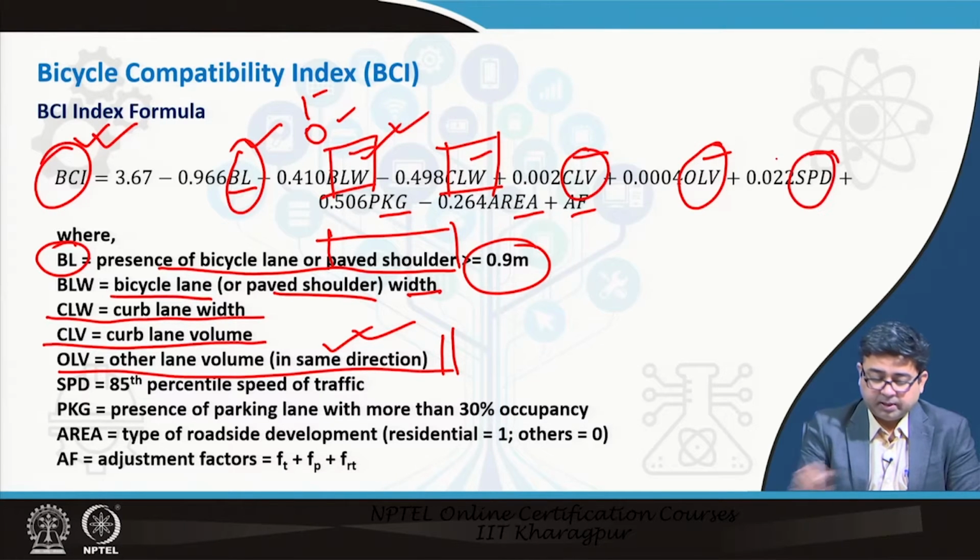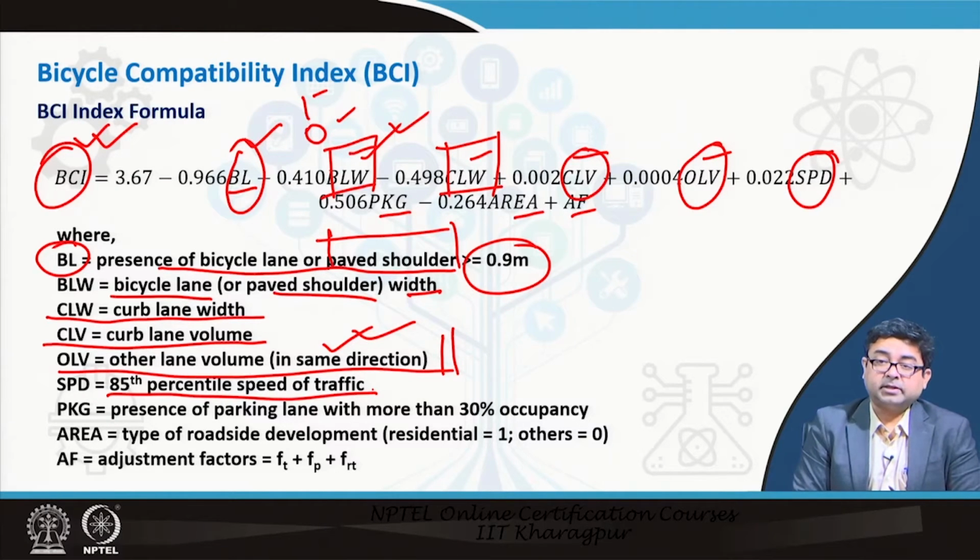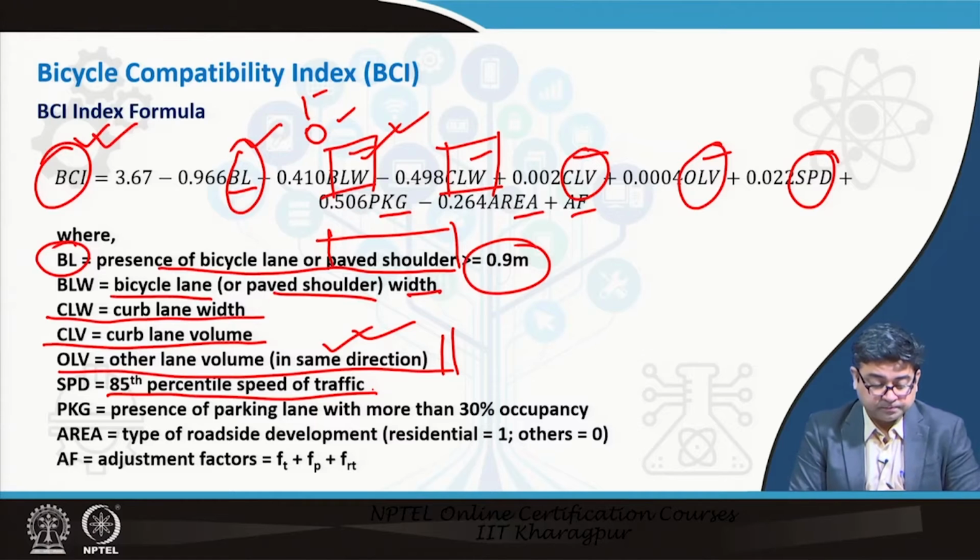The next thing is speed. So, this is again the 85th percentile speed of traffic. Remember how to determine 85th percentile speed, we have already told you.